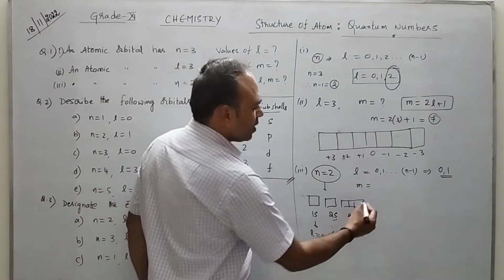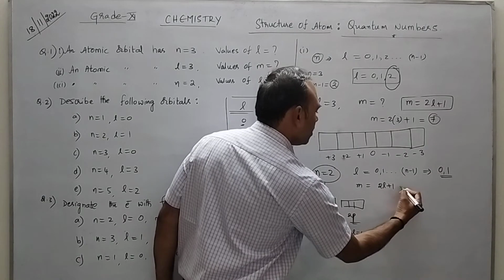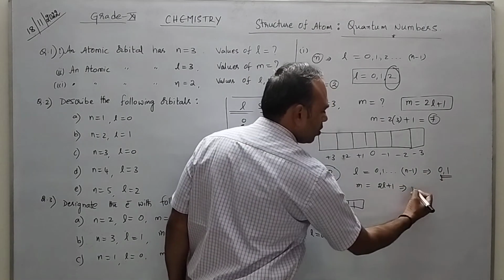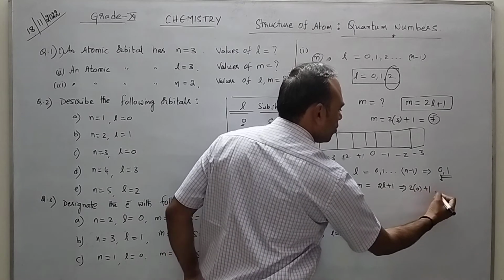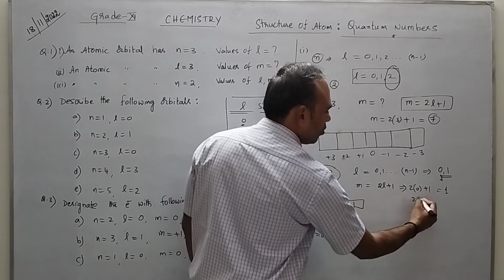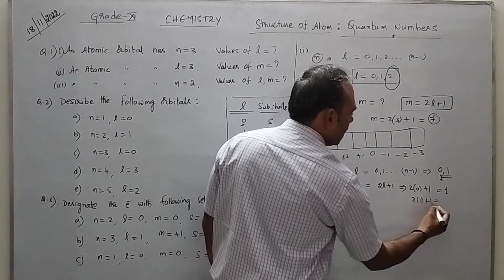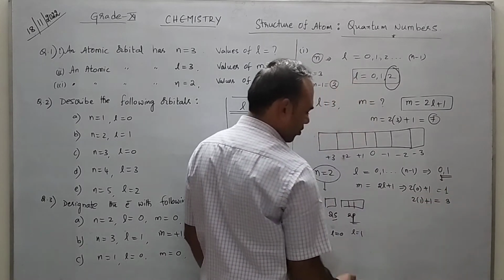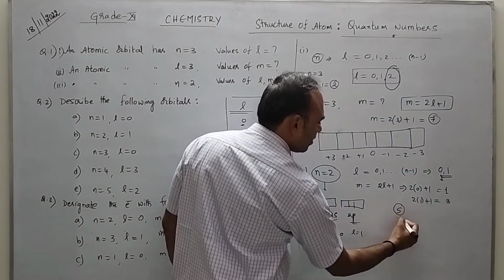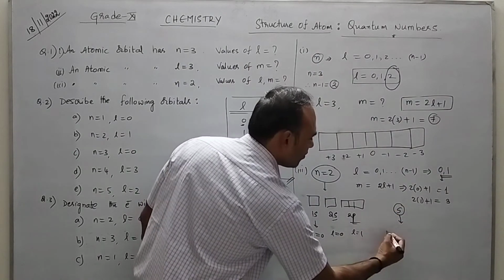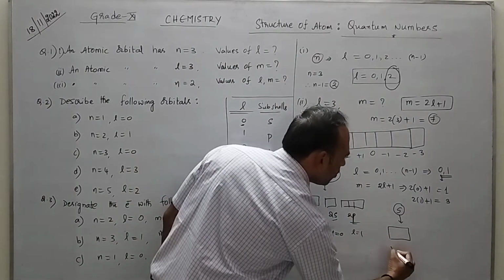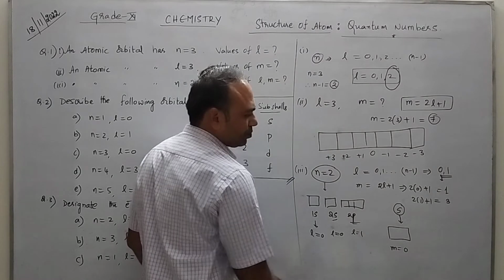Now what is m here? m is nothing but 2L plus 1. So the L values are here. First one is 0, nothing but 2 into 0 plus 1, which is 1. And for the second one, 2 into 1 plus 1, nothing but 3. So we can write like that, very simple. If you are having s orbitals, for that we can write the box diagram like this and the value of m is 0.